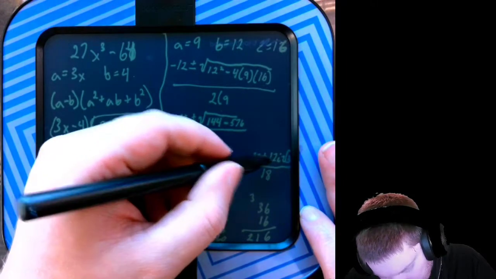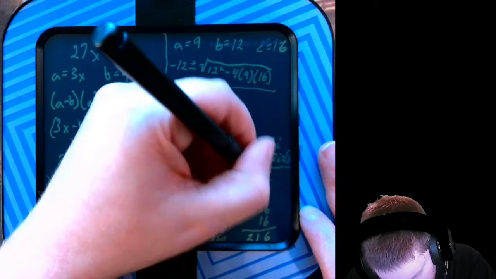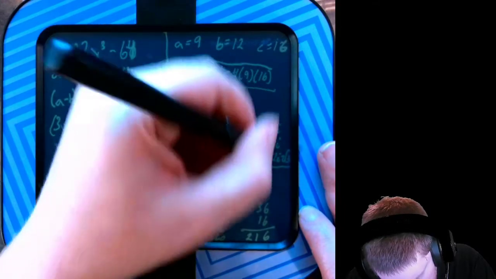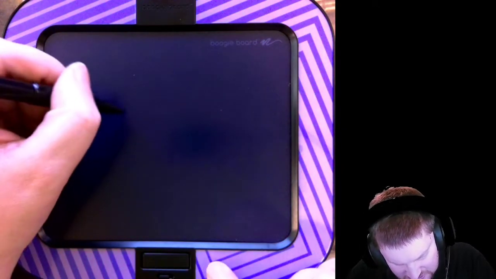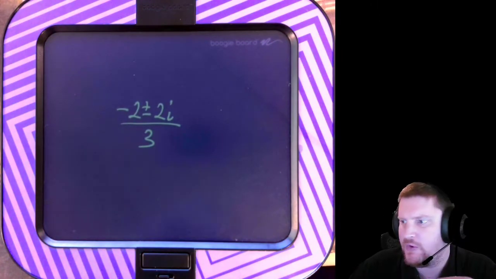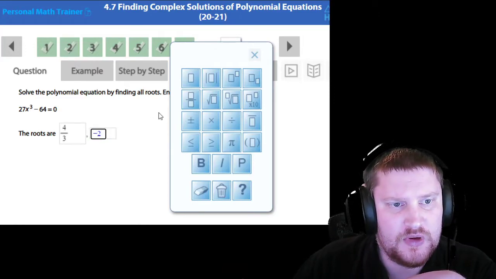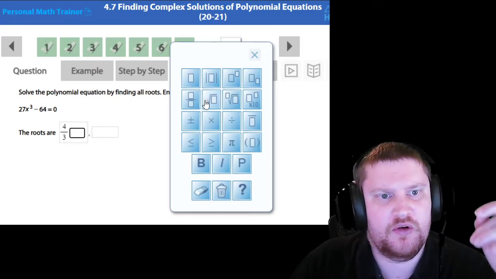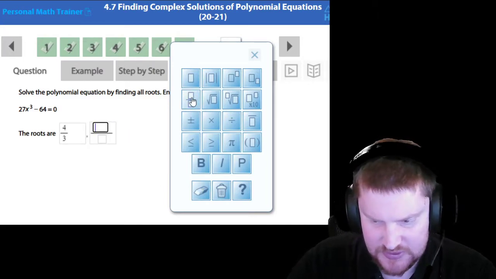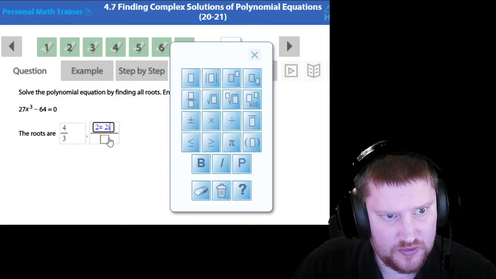18 and 12, they both share factors of 2, so this can become negative 6 plus or minus 6i over 9. They both share 3, so this can become negative 2 plus or minus 2i over 3. So negative 2 plus or minus 2i over 3. Let's put this in a fraction first. Fraction, negative 2 plus or minus 2i over 3.